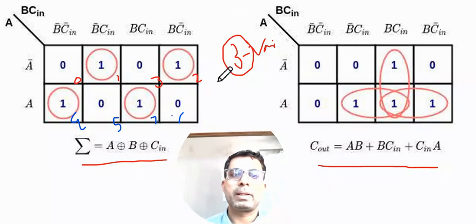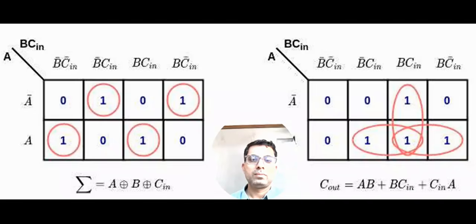Now if you look at this, there is no possibility of a pair, octet or quad, so you can consider these as singular terms. Now for these singular terms, how to write the equation, student? What have I told you? If you want to write its equation, how will you write it? This is A and this is B bar C in bar.